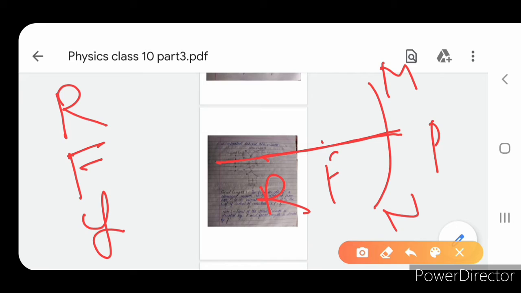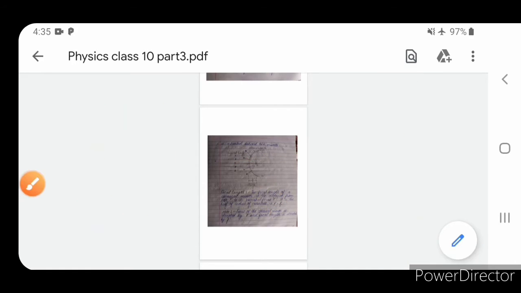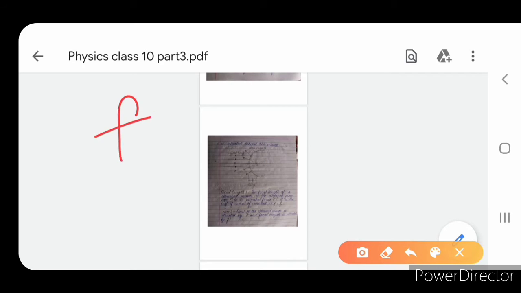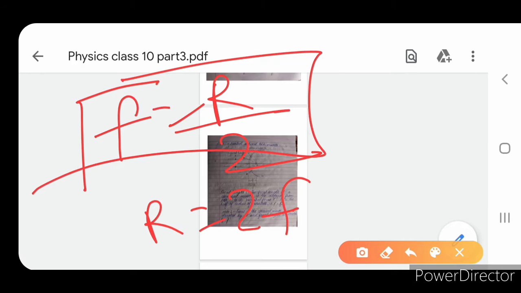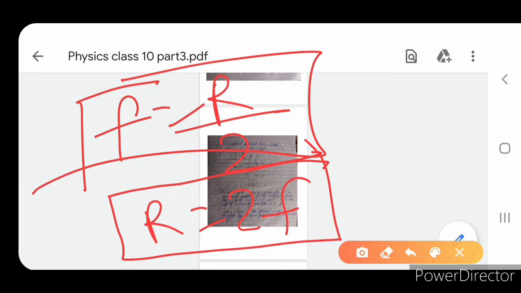So we have to find a relation between focal length and radius of curvature. f is equal to R by 2, or R is equal to 2f. I mean, the focal length is half of the radius of curvature, or we can say that the radius of curvature is twice the focal length in any mirror, that is, concave or convex.